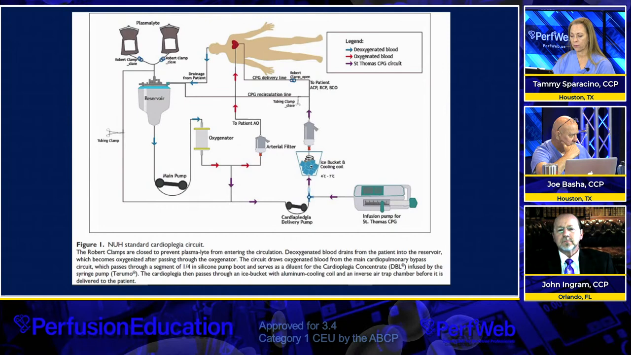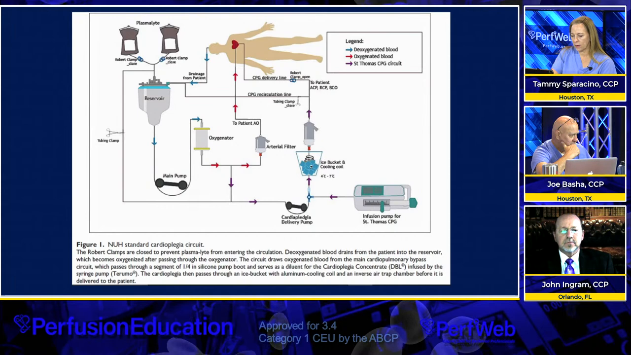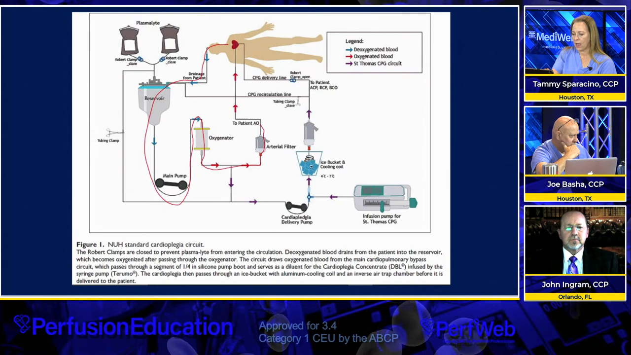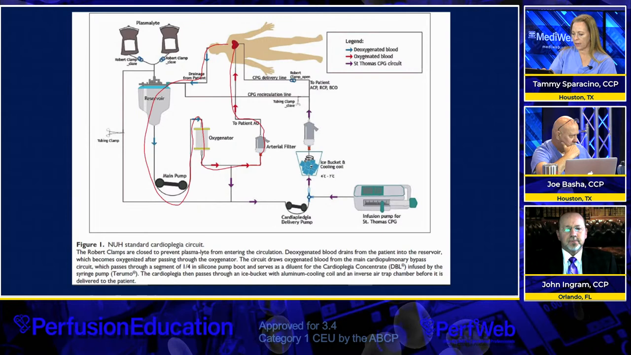The main thing I want to point out, and I'll go ahead and highlight with the pen here, is that you're draining from the patient going into your reservoir. You've got your regular main pump to your oxygenator, and then coming around through, I guess they have an arterial filter still, and then back into the patient. So that's your basic circuit right there. Now, let me just see real quick, and I'll change colors. Now we'll just look at the cardioplegia circuit.